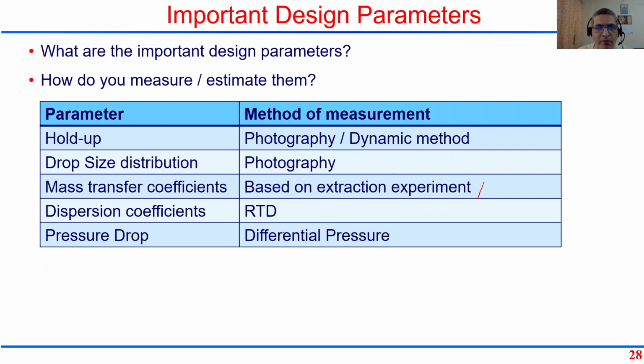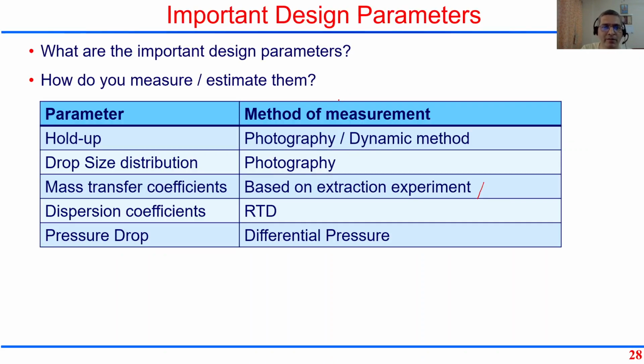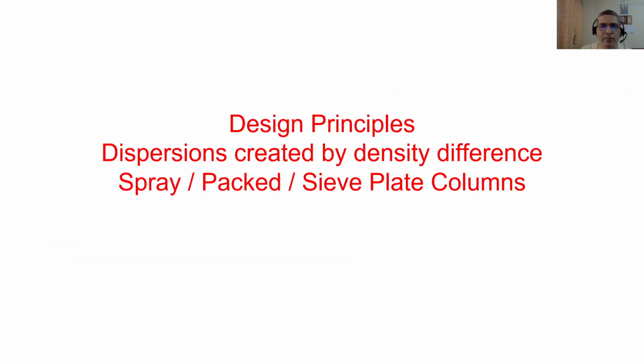Dispersion coefficients can come from an RTD experiment. Pressure drop of course can come from some instrument. Okay, so not very important just now, just to tell you that there are different ways of measuring these kinds of things. Right now what we'll try to do is first of all look at the design principles. That means try to look at all these parameters for, let's say, dispersions that are created by density difference.